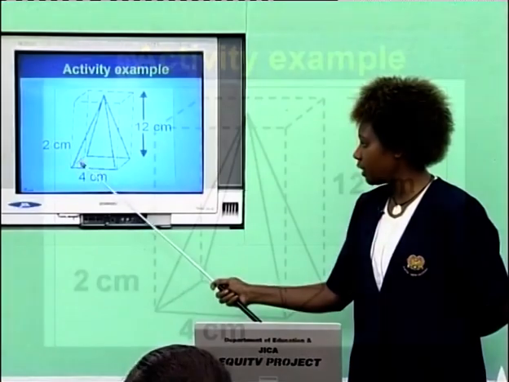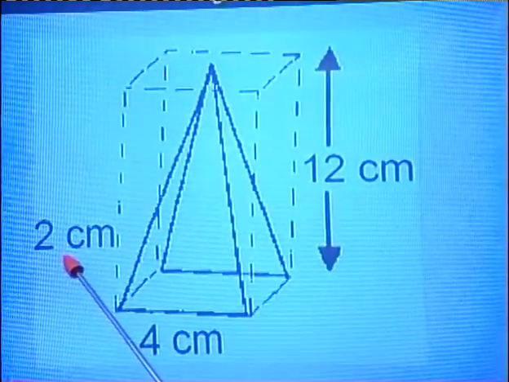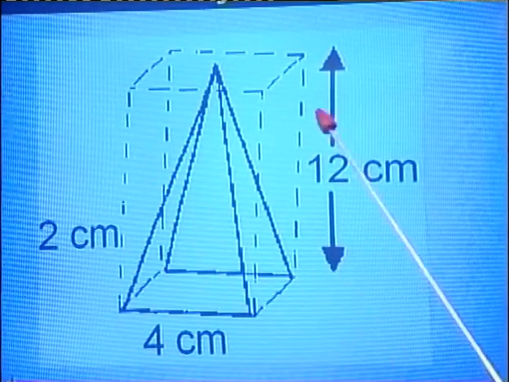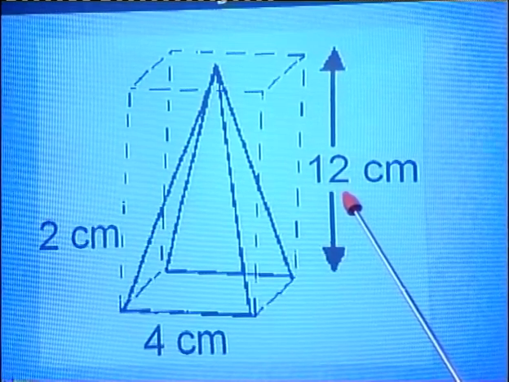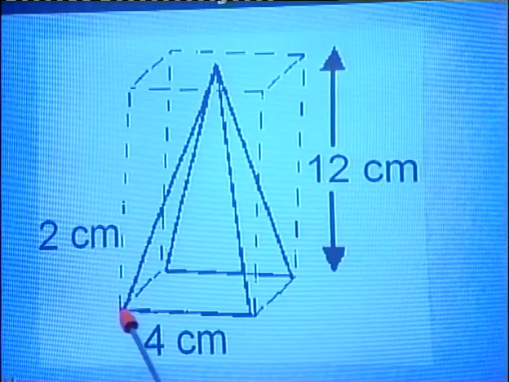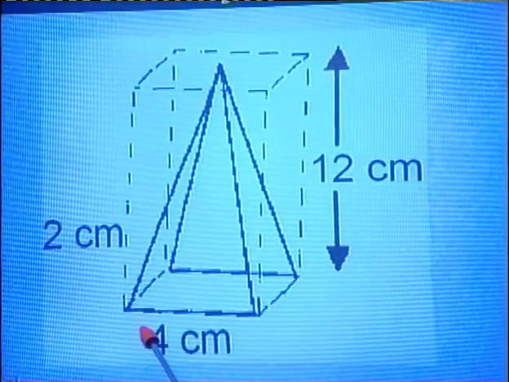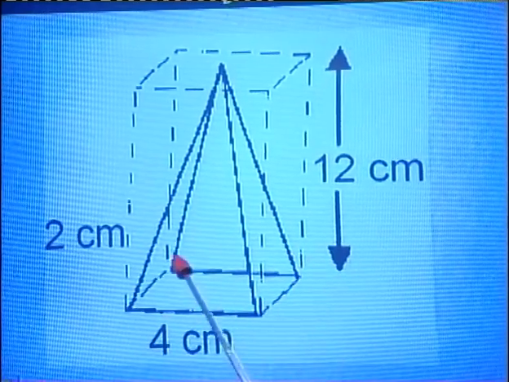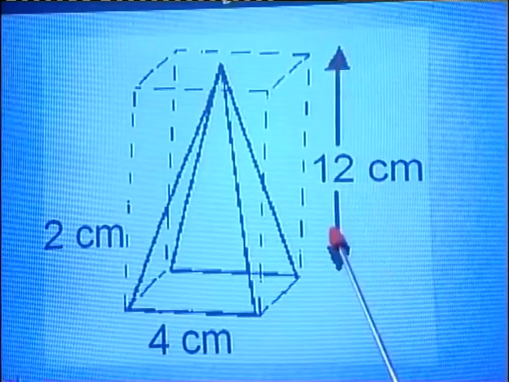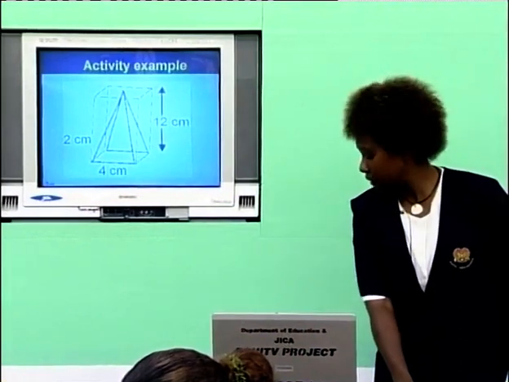The area of the base of this shape would be 2 times 4, and the height would be 12. Area of the base is always referring to this part here, the cross-section area that we have. That is the area of the base. Height can be this one horizontally or it can be vertically.